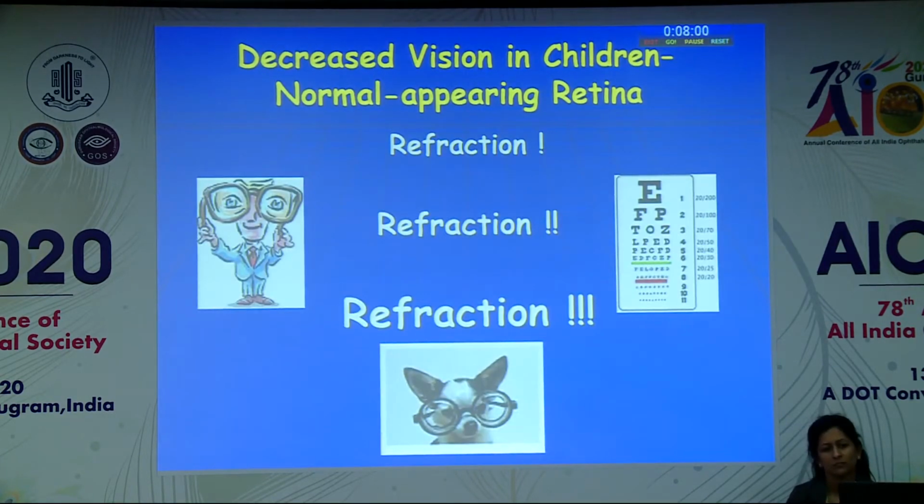But before, and I teach my residents this, before you jump on and become excited, oh, there's a macular lesion, the important thing is refraction, refraction, and refraction, especially in children. That's very, very important. If they do not have any macular findings or the retina looks normal, but the vision is down, the first thing to do is refraction, because so many times there is nothing there except a refractive error which someone missed.